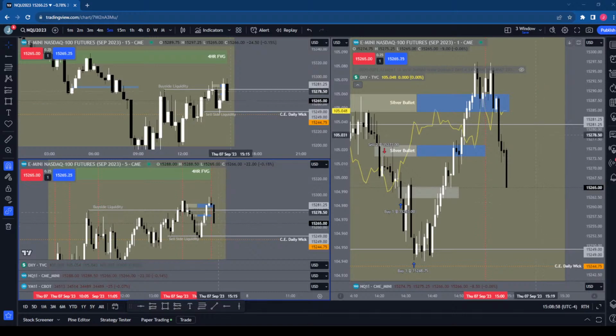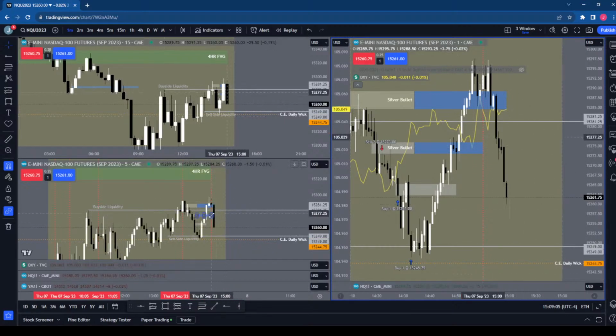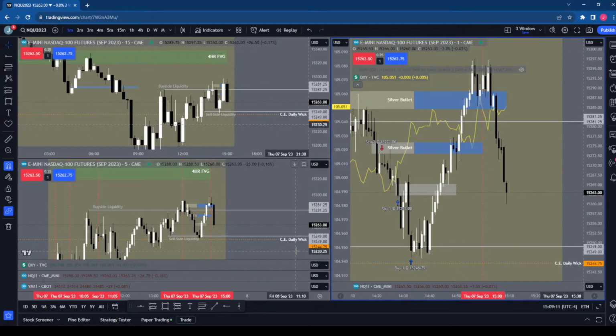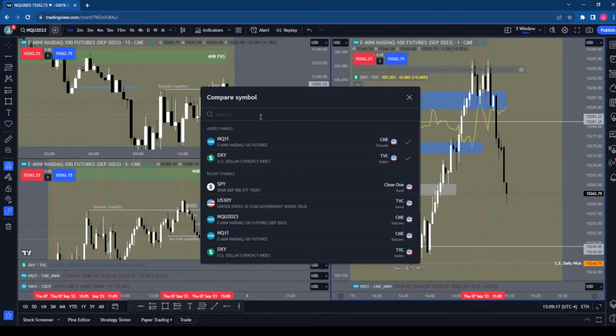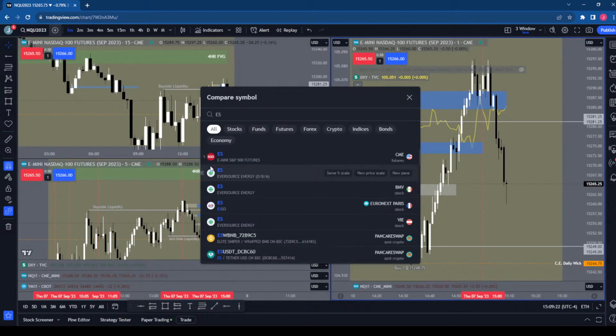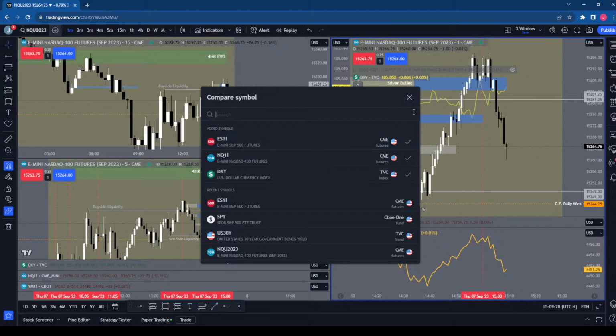Yeah, like I was saying, heavy. Like to see it get heavy. I should really just put ES down here. So I am spending more time trading NASDAQ.